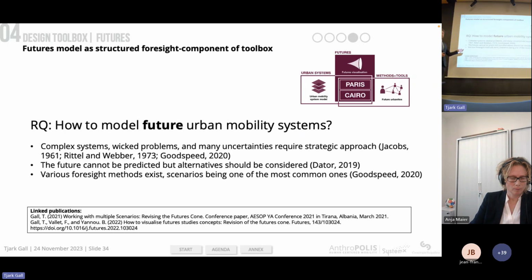The second one is, let's say, the core of future studies. The future cannot be predicted, but alternatives should be considered. So we do not know what is going to happen tomorrow, but we should think about it. And then there are a lot of foresight methods, and scenarios was the one which is, on the one side, the most applied, but on the other side, also the most adequate to respond to the needs of our research problem.